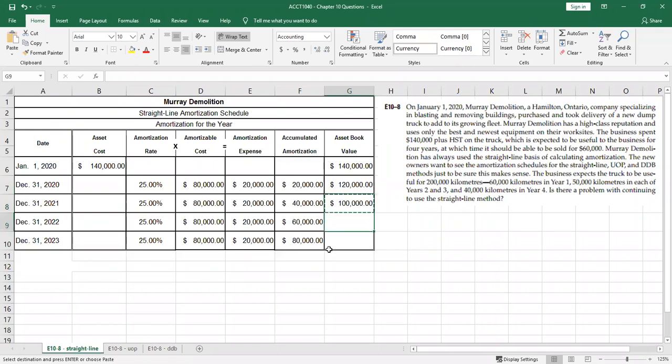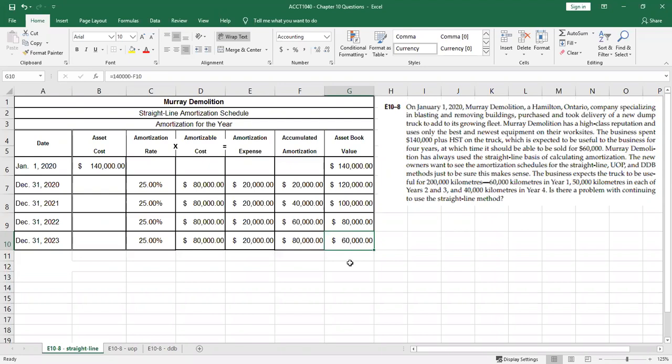We continue that trend, and we can see that the asset book value after 3 years is $80,000, and the asset book value after 4 years is $60,000. Again, asset book value is just the historical cost minus the accumulated amortization. So 140 minus $80,000 in that case will give us $60,000.